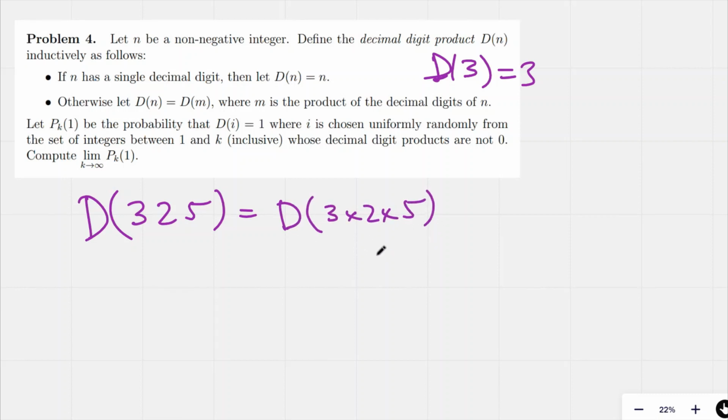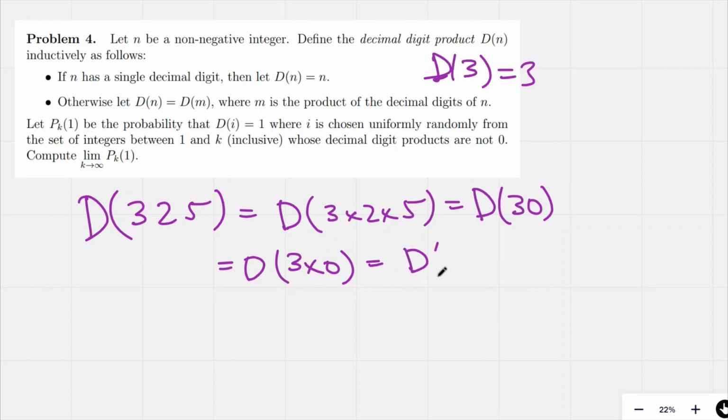Now 3 times 2 times 5 is 30, so this is going to be d of 30. And now 30 is not yet a single decimal digit, so I use this again. So this is just going to be d of 3 times 0. And now 3 times 0 is just 0, so d of 0. Now this is a single digit, so I get 0. So d of 325 is 0, for example.